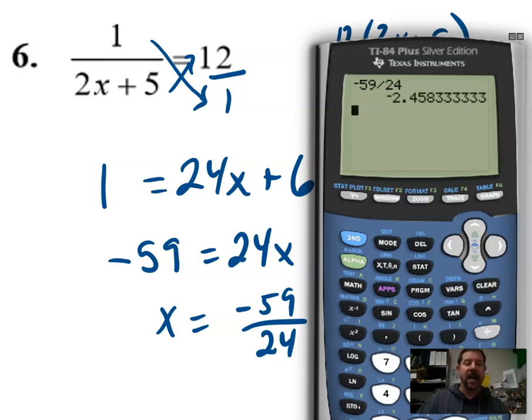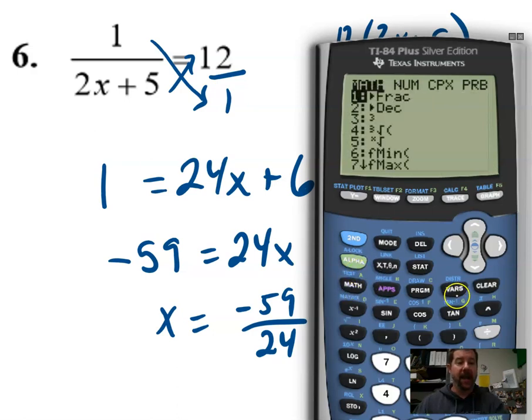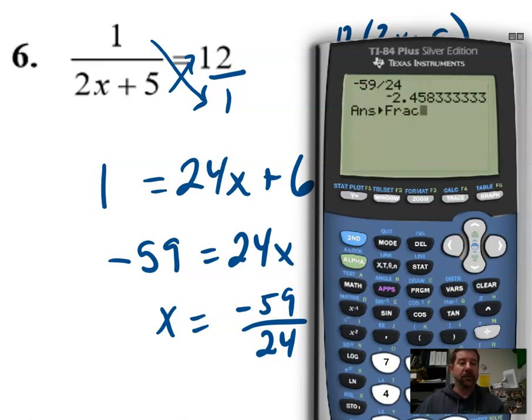There's my decimal. And then you can go ahead and hit math, frac, number 1, and that will turn this into a fraction. Now, if it could have been reduced, that would have reduced it for us. In this case, this is already reduced, so we're good to go.